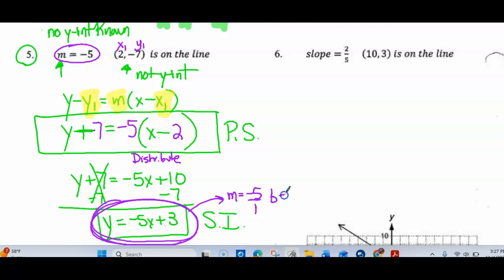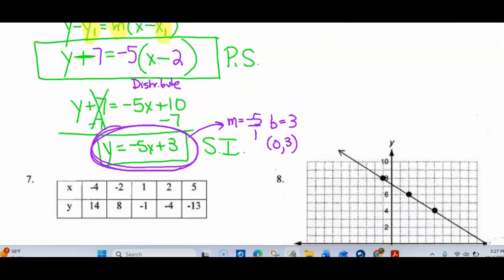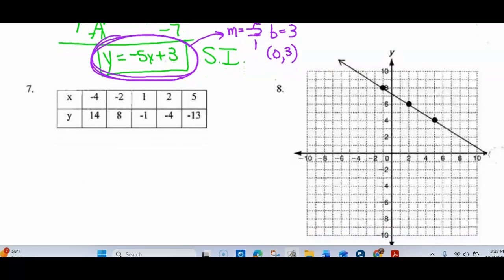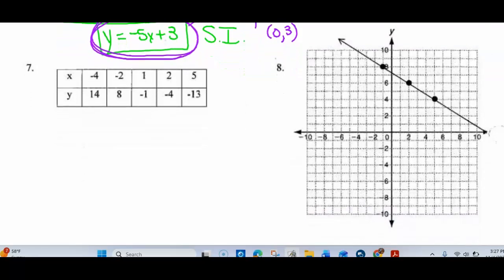And the b is 3, which is the ordered pair 0, 3. Now, there's one more on this note sheet I want to go over with you, and then I'm going to have to make another video for standard form. But let's do this number 8.